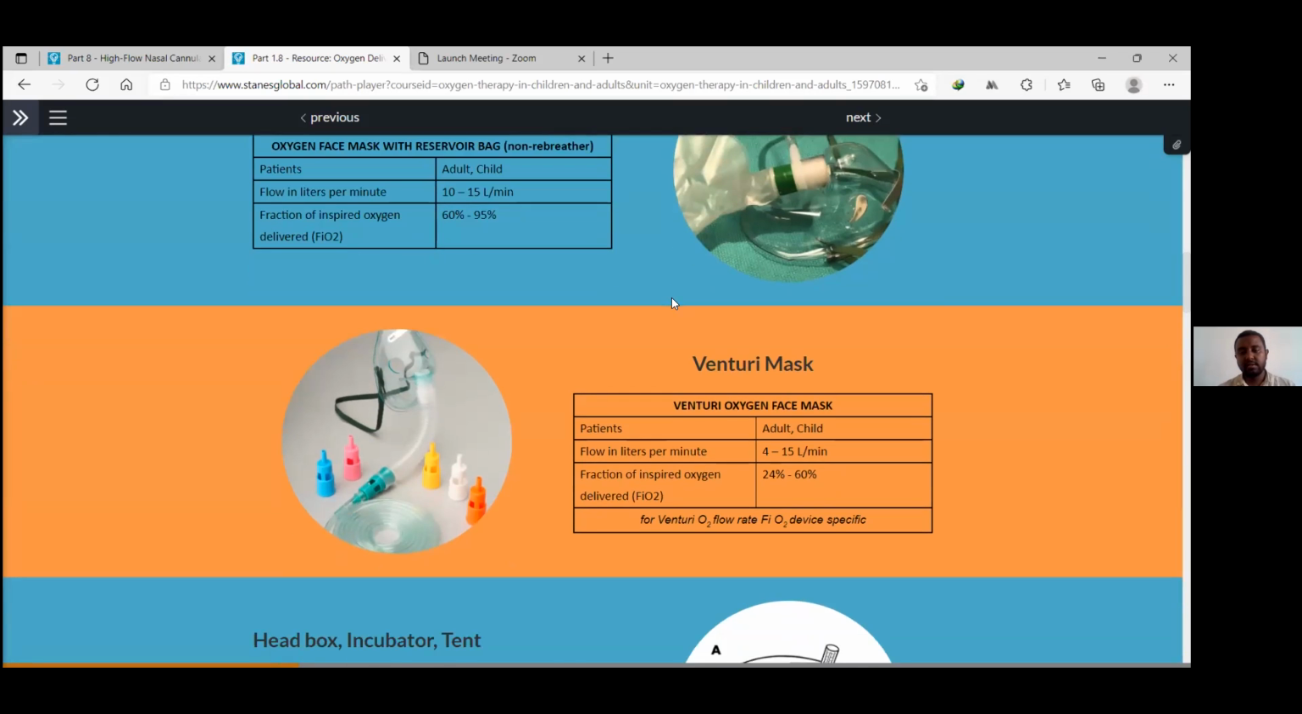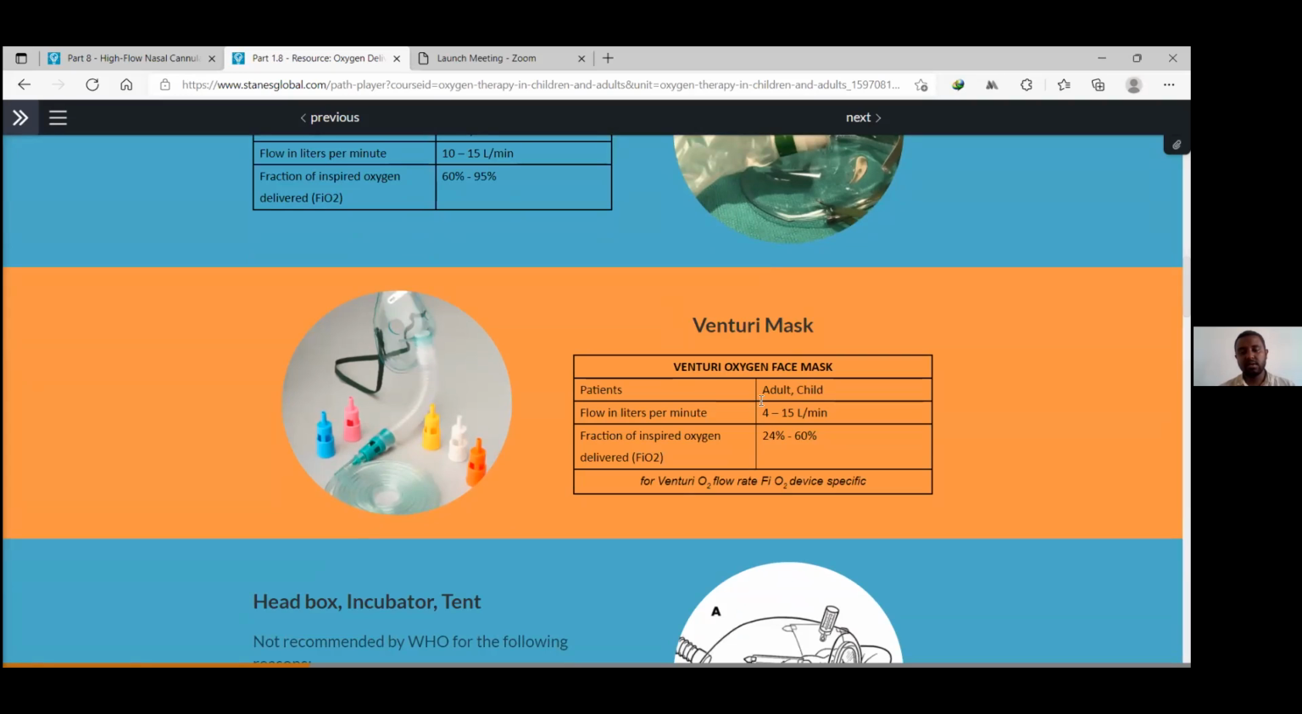The other one is the Venturi mask, adaptable in both child and adults, with flow delivery ranging from 4 to 15, with FiO2 ranging from 24% up to 60%. What makes the Venturi mask different from the other ones is that it has its own color-coded equipment which can adjust their own fixed flow and FiO2, which makes it different from the other oxygen delivery systems.